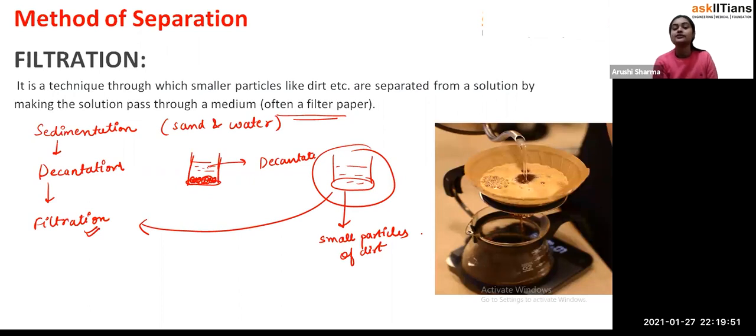The strainer can also be used, but it depends upon the dirt particle size, because if it is very small in nature, it can pass out through the pores of the strainer.